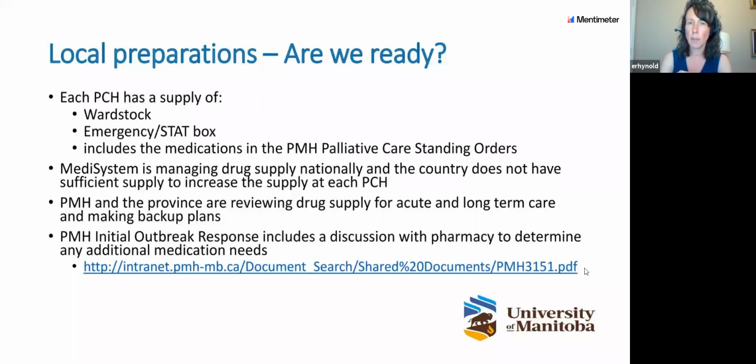In addition to that, for the MediSystem pharmacies, acute care is the MediSystem backup, and for the PCHs with PMH pharmacy support, acute care is the backup plan, and there is communication. There are ways to access that if there's a drug shortage.